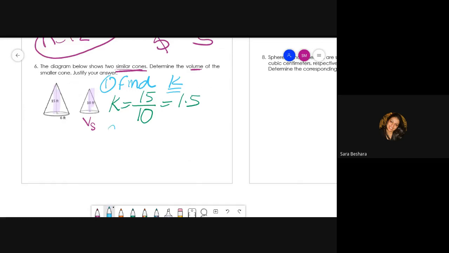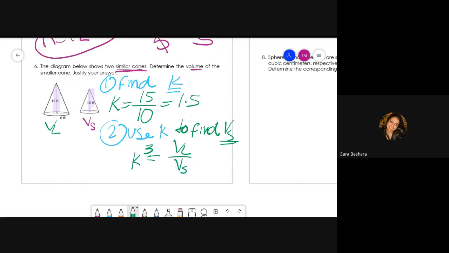Step 2, we need to use k to find the unknown, which is the volume of the small cone. Well, I don't know what the volume of the large one is. Can I find it? The key here is I can use k. I can say k cubed equals volume large over volume small. I do know k because I found it. It's 1.5.